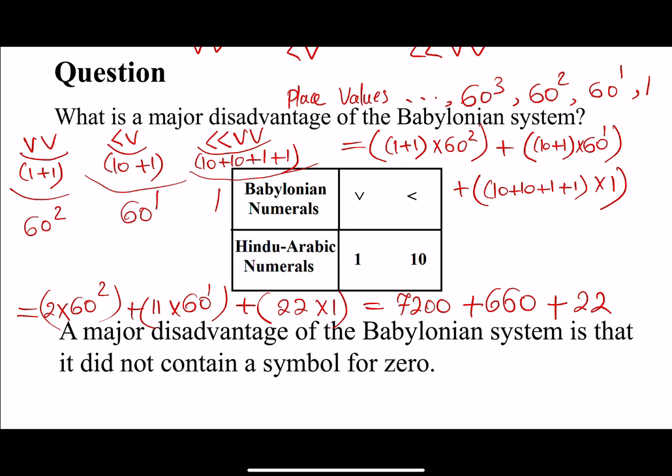So add them all. Plus 200. So it's 7,882. Please correct me if I'm wrong by sending me an email if you think I've made a mistake in my calculation. Okay, so here we go. We actually changed this Babylonian numeral to Hindu Arabic or base 10 numeral.